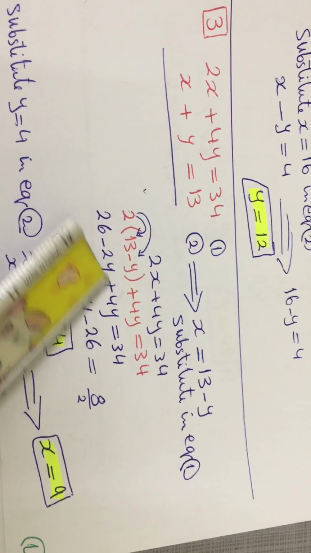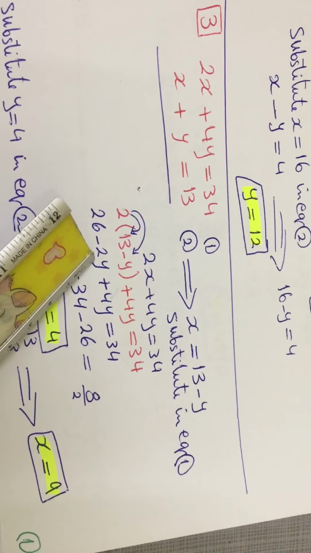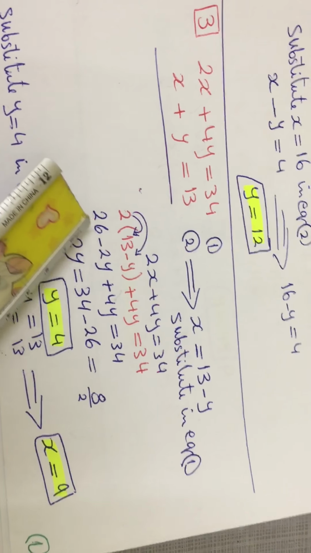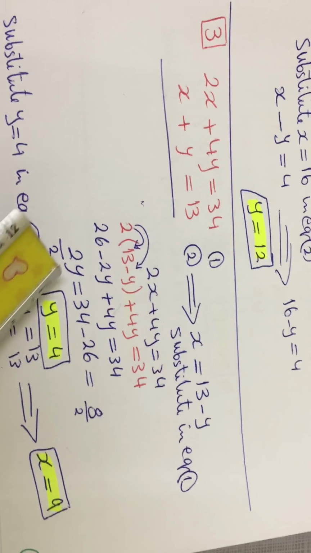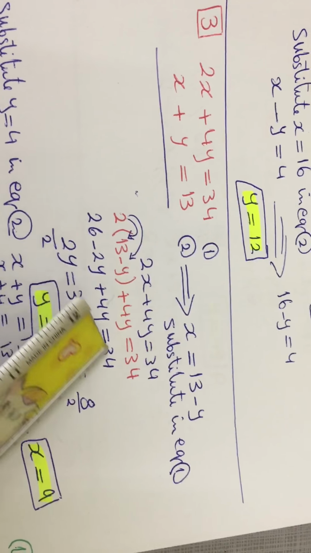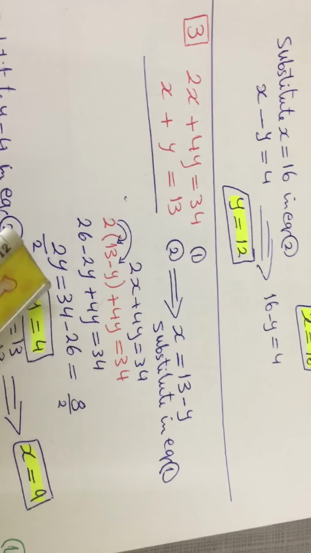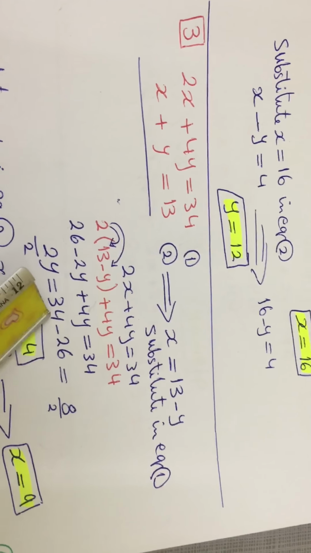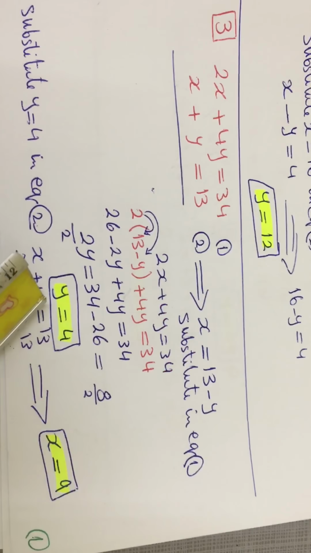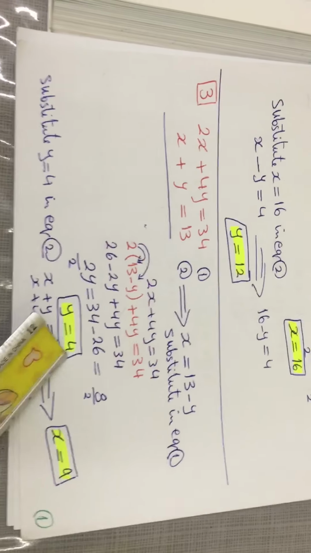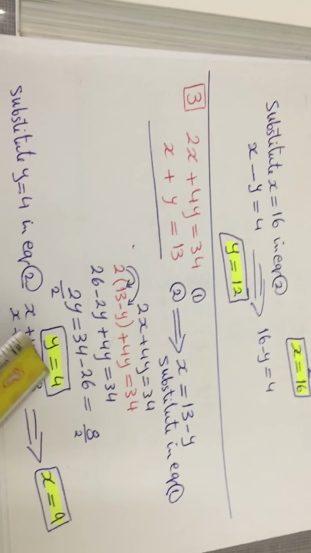Now I'll collect all the y's together, 4y positive and 2y negative, so it will be only 2y, like this. And the 26 positive, I'll take it to the opposite side, it will be negative. So 2y equals 34 minus 26. The difference here is 8, so 2y equals 8. Divide by 2 here and there, so y equals 4. So the number y is 4.